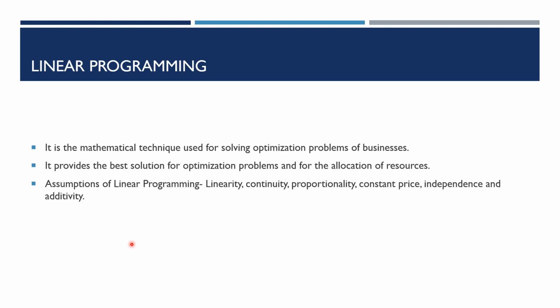The next assumption is continuity. This assumption assumes that all variables are measurable only if they have a numerical value. And the last assumption is linearity. This assumption assumes that a linear relationship exists between the input and output of production. Linearity assumes that there is a linear relationship existing between the input and the output.